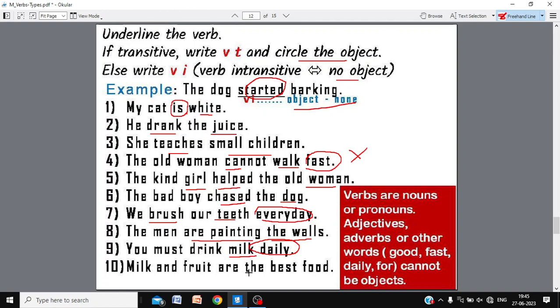Milk and fruit are the best food. Are, this is the verb, but we do not have any object. Now objects are nouns or pronouns. Adjectives, adverbs or other words cannot be objects. That's why we said fast cannot be an object. Every day cannot be an object because they are not nouns or pronouns.